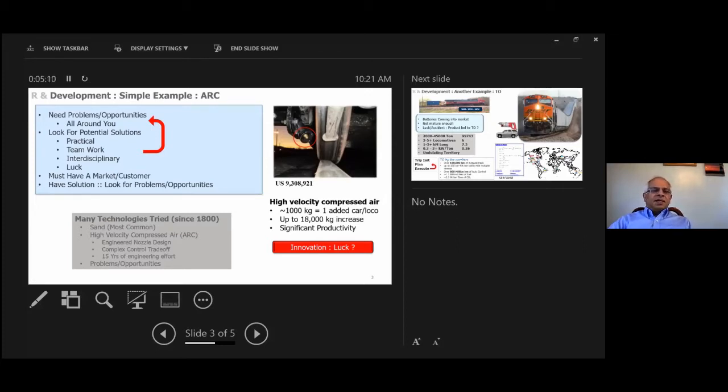So we worked around it and spent a lot of time looking at various things. Sand was one of them, walnut shell was another one. We used glass beads. We put high velocity glass beads onto the rail to see if it could clean it. And we did some of those tests. So you turn it on, turn it off, turn it on, turn it off, and look at the pulling power.